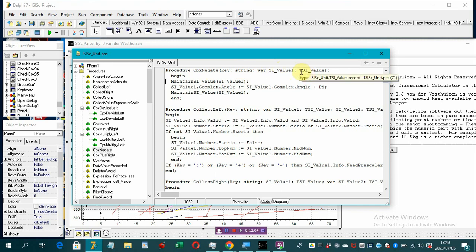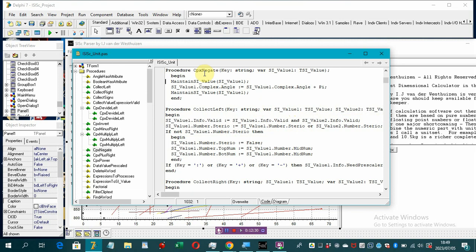It's of type TSE value. You see, I use this TSE value a lot. You see TSE value there, TSE value, SE value 1 of type TSE value. So I've shown you the type is TSE value. So it is a base type of this calculator.